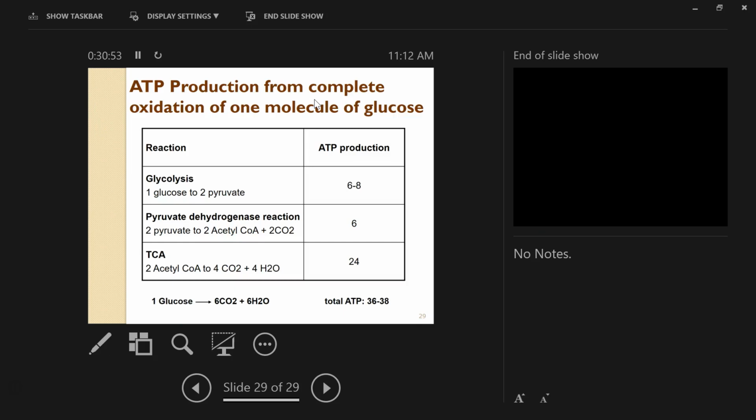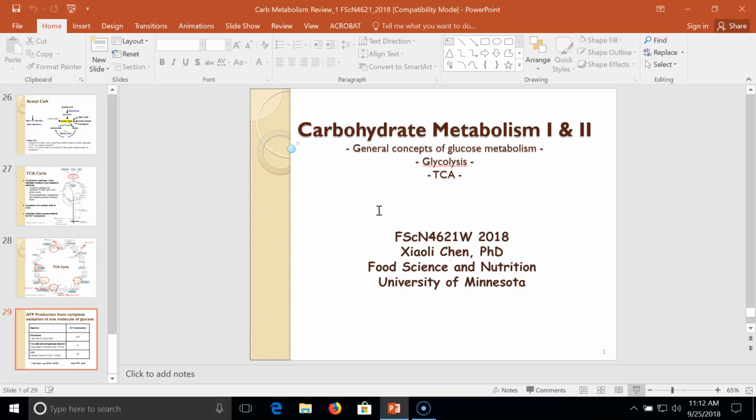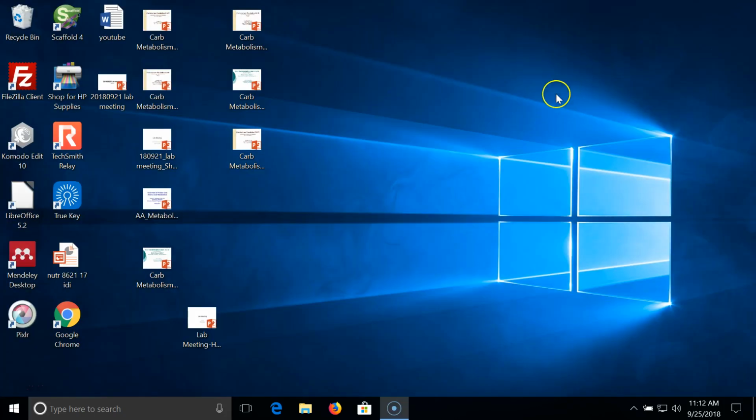And ATP production, I'm not going to go through this. Okay, so this is the slide from the first unit, and let's do the second.